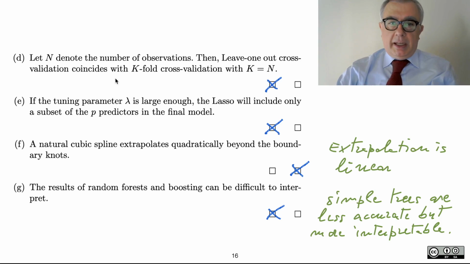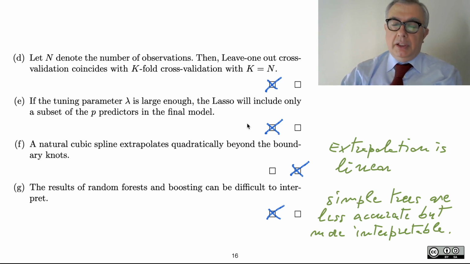D. Let n denote the number of observations, then leave one out cross-validation coincides with k-fold cross-validation with k equal to n. Yes, in this case, the number of folds when you are resorting to leave one out is just equal to the number of data. So k equal to n leads to leave one out cross-validation. True. E. If the tuning parameter lambda is large enough, the lasso will include only a subset of the p predictors in the final model.